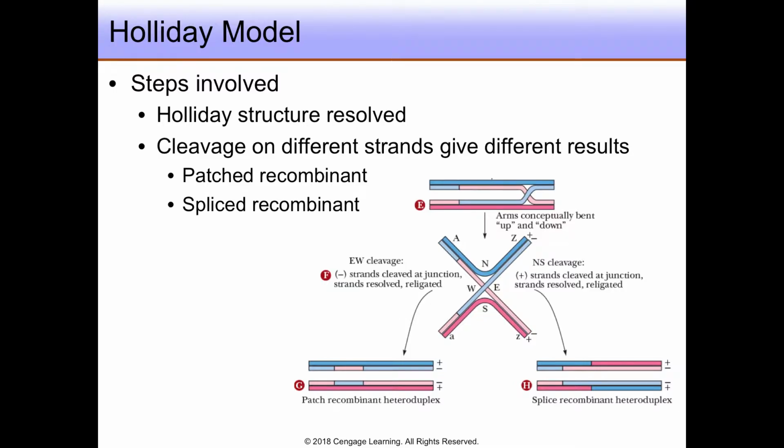In contrast, the spliced recombinant results in DNA pairs where each exchanged strand is a splicing of the two original strands. The Holliday model of recombination can only occur in cases where more than one copy of a gene or DNA segment exists on the chromosome.